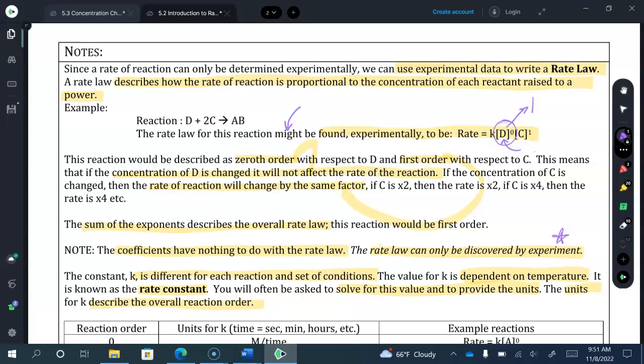If the concentration of C is changed, then the rate of reaction changes by the same power because it's first order. So if you double C, then the rate is doubled. If C is quadrupled, then the rate is quadrupled, and so on.